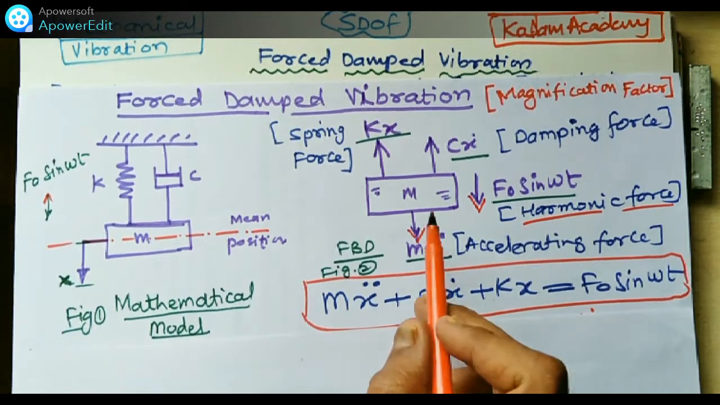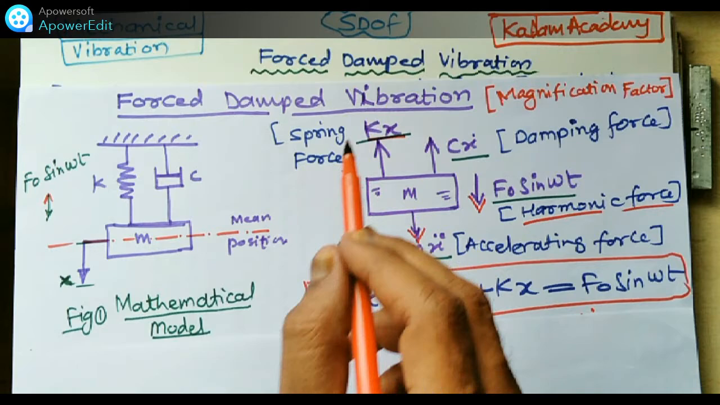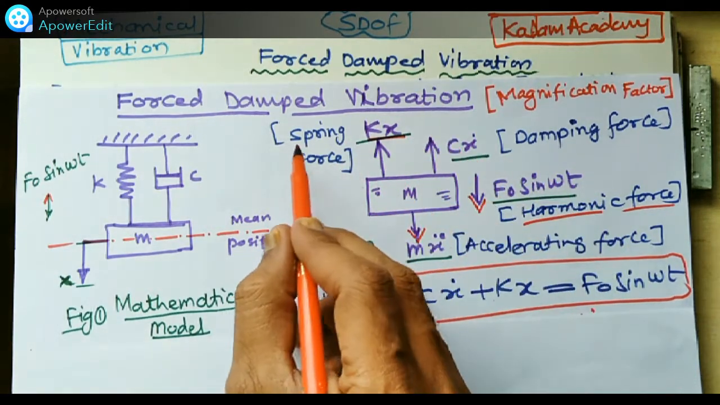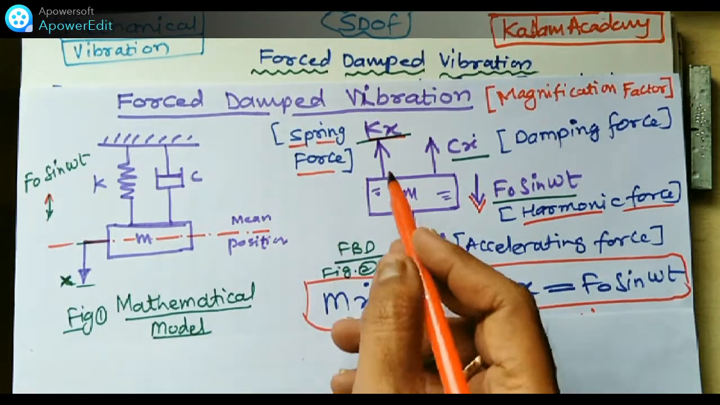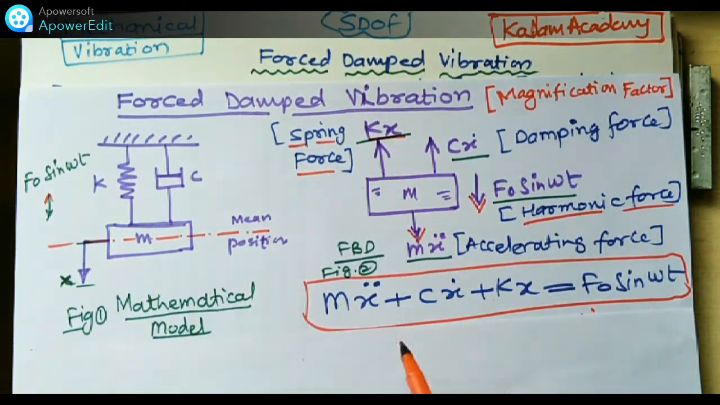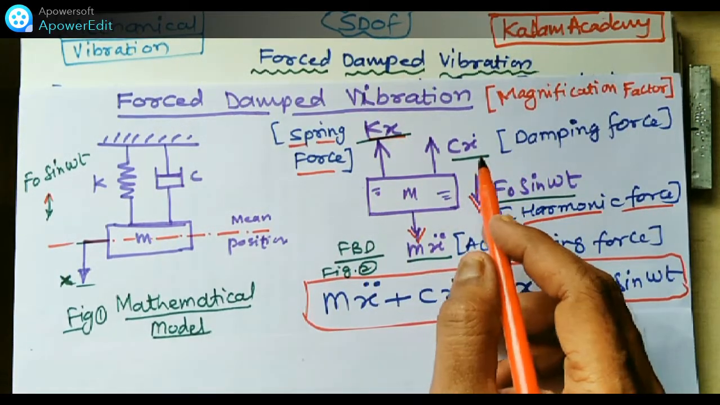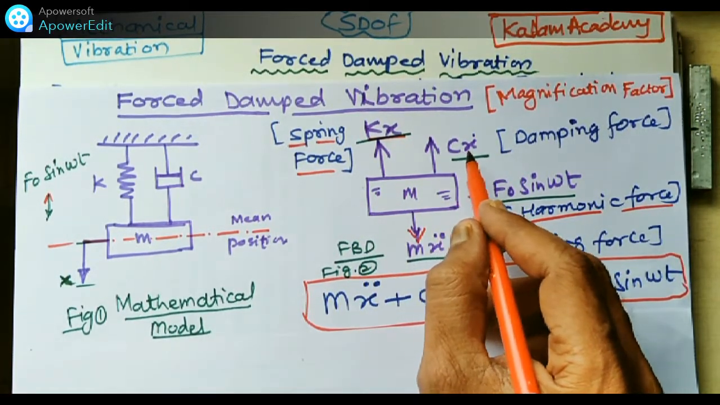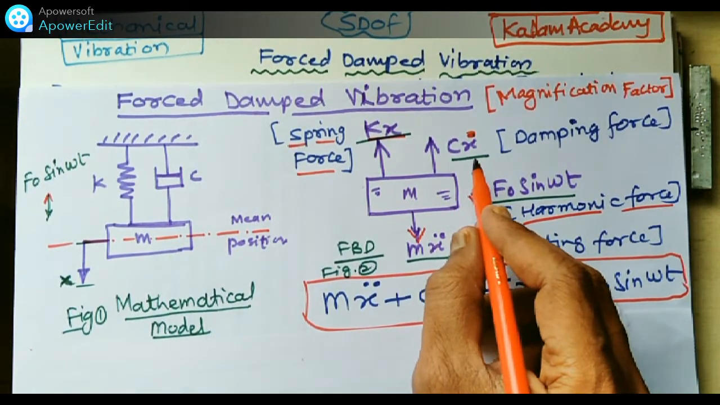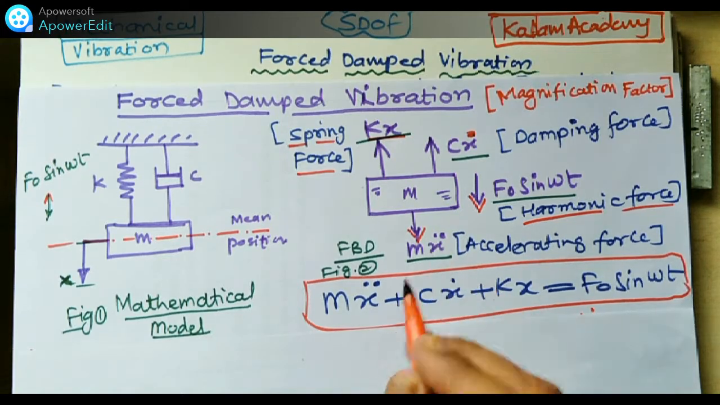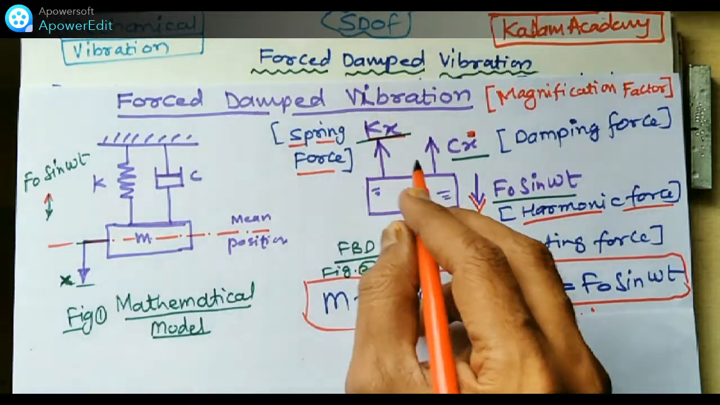So here, what is kx? It is in the upward direction. Due to the spring stiffness, there is resistance to the downward motion, and that is kx. Similarly, the damping force, the resistance, is c x dot. This x dot is nothing but the velocity, and x double dot is the acceleration. So this is the accelerating force, m x double dot. Two forces act in the downward direction and two forces in the upward direction.